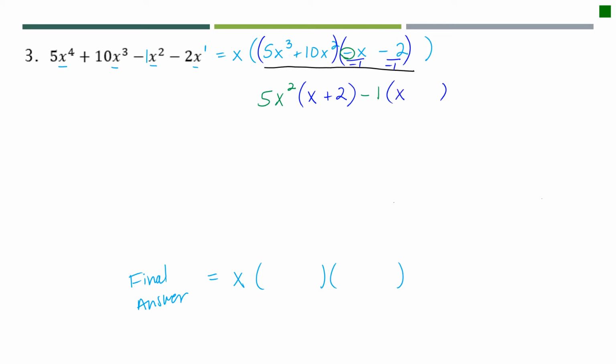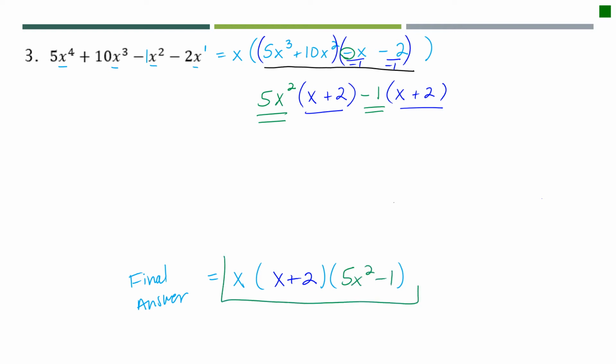So this is going to turn into positive x and then positive 2. So now I have my matching group of x plus 2, so that's half of my answer. And then I have my other group, which is everything that I factored out, so 5x squared minus 1. So my final answer is the x I took out at the beginning as a greatest common factor, and then x plus 2 and 5x squared minus 1. And again, it doesn't matter what order it's written in as long as you have all the correct factors.